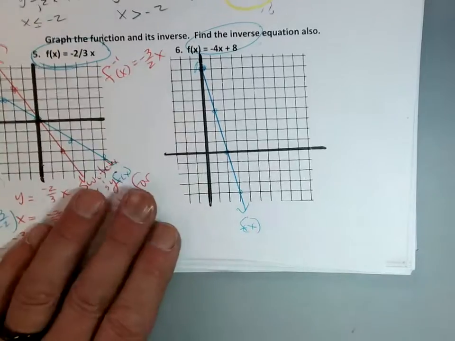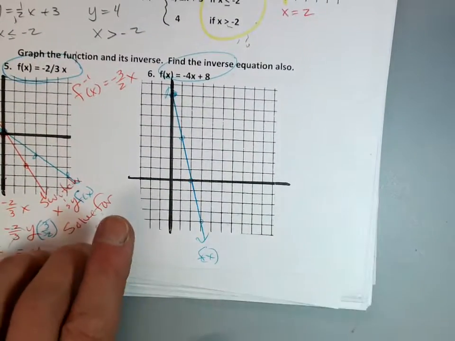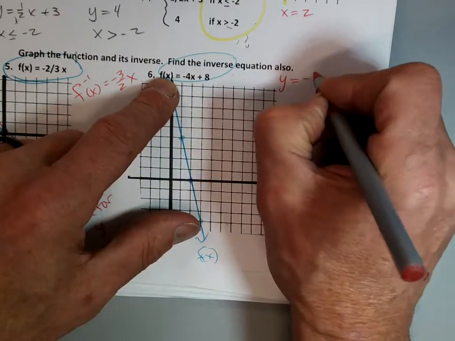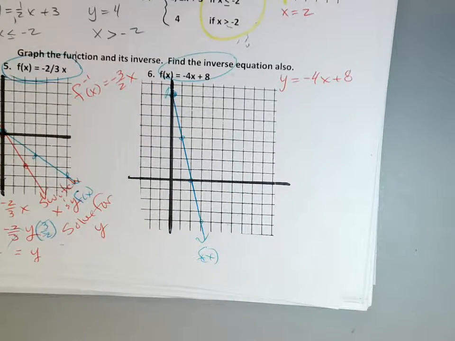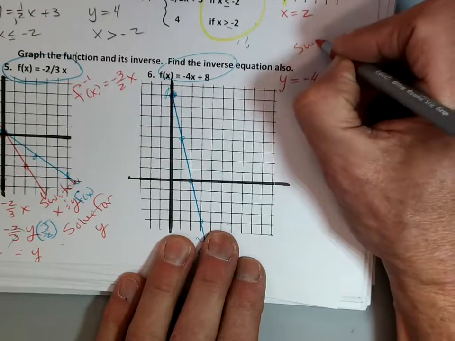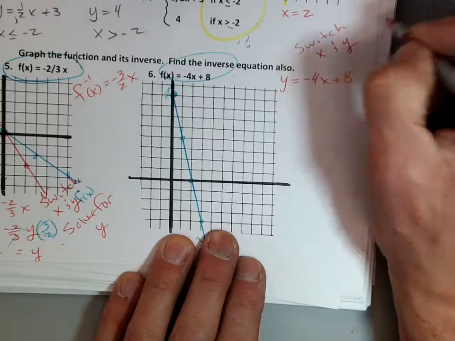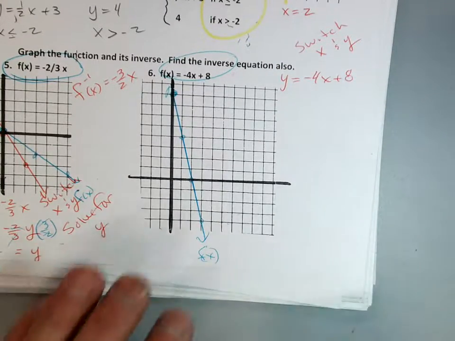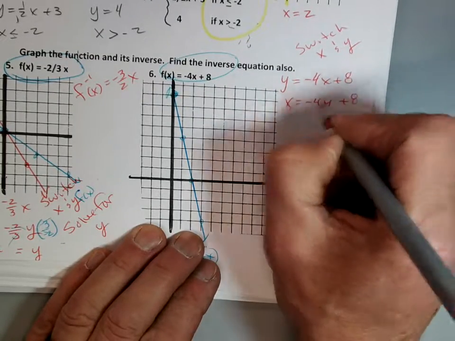Okay, now do the inverse, and I'll do the work over here. To do the inverse, I'm going to switch. First of all, let's rewrite as y equals negative 4x plus 8. F of x and y are the same thing, right? And now, let's switch x and y. To do an inverse, x becomes y, y becomes x, right? So I'm going to rewrite this as x equals negative 4y plus 8, okay?